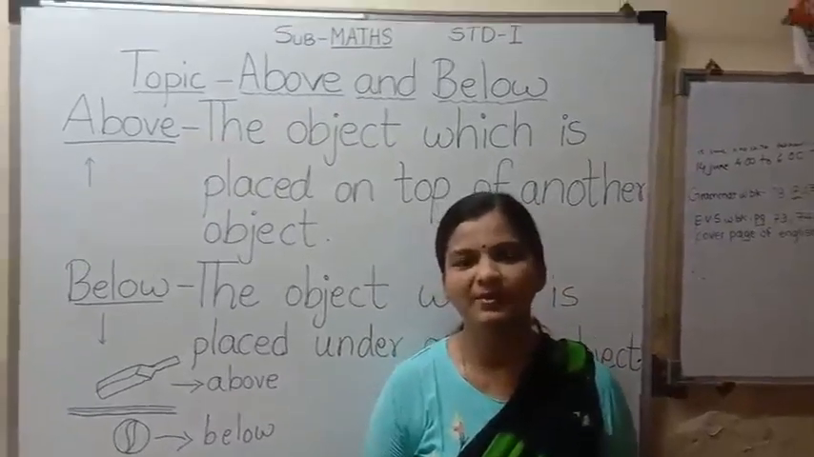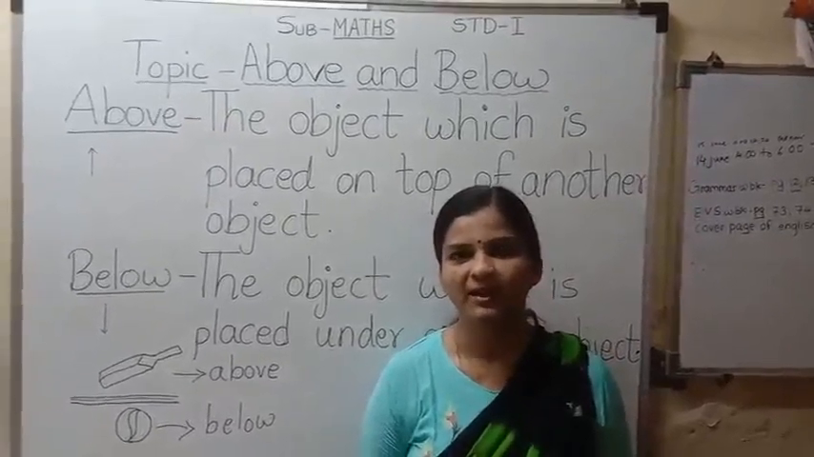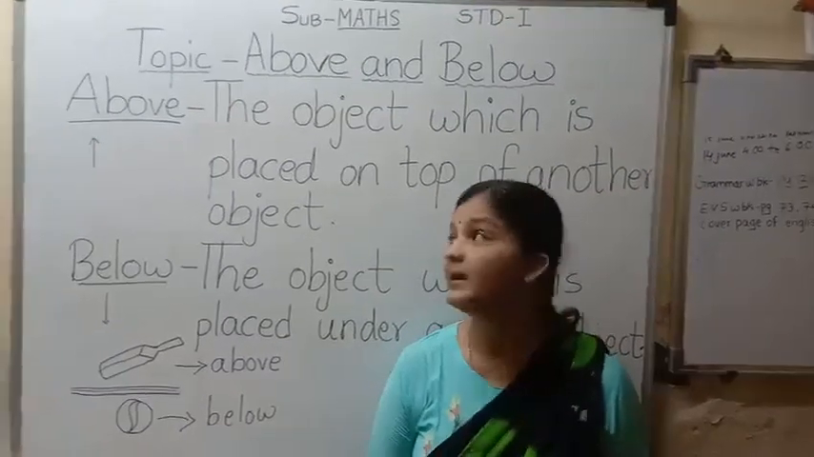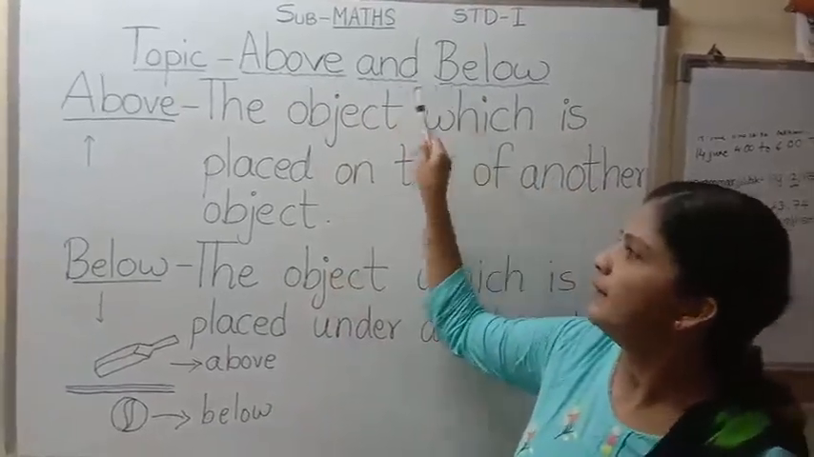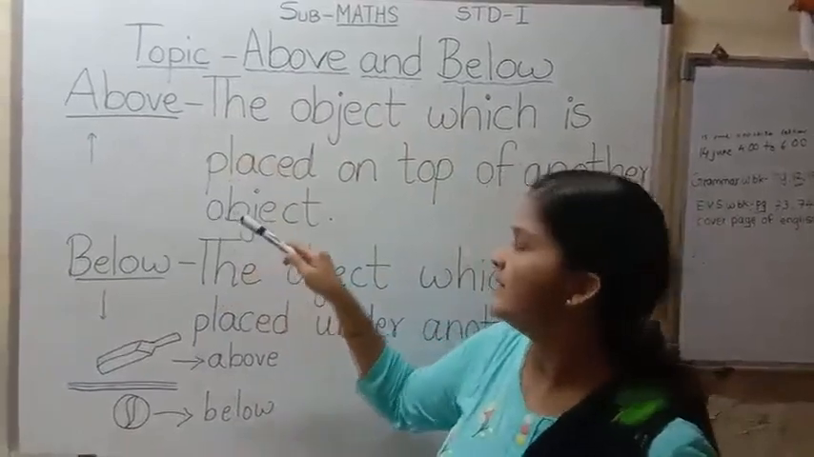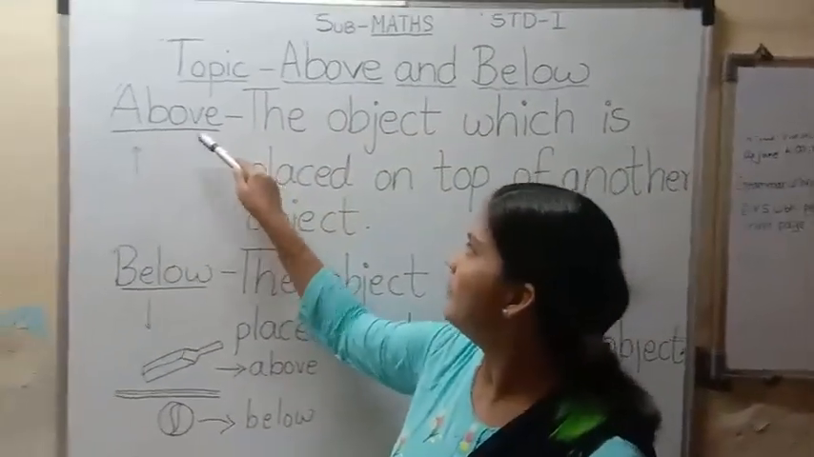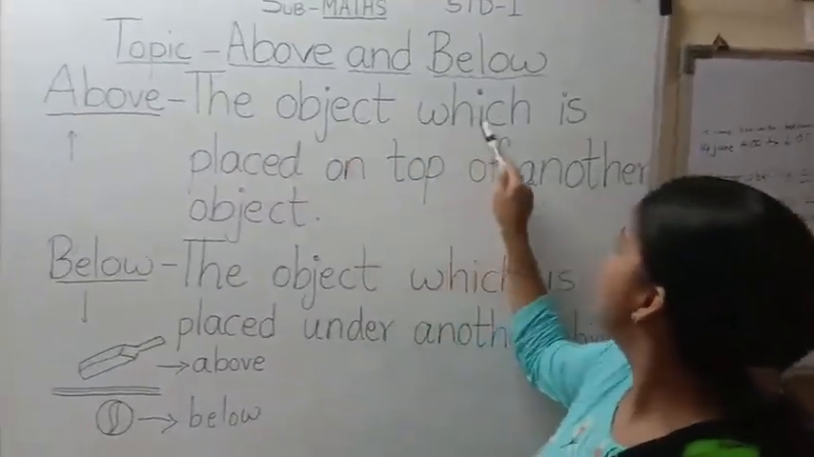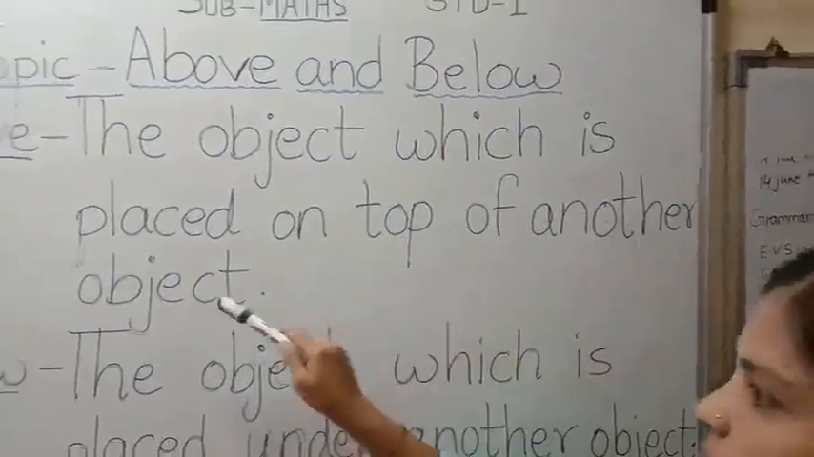Last period we completed the topic of behind and in front of. And now we will begin with the topic above and below. First we will begin with the meaning of above and below. Above means the object which is placed on top of another object.